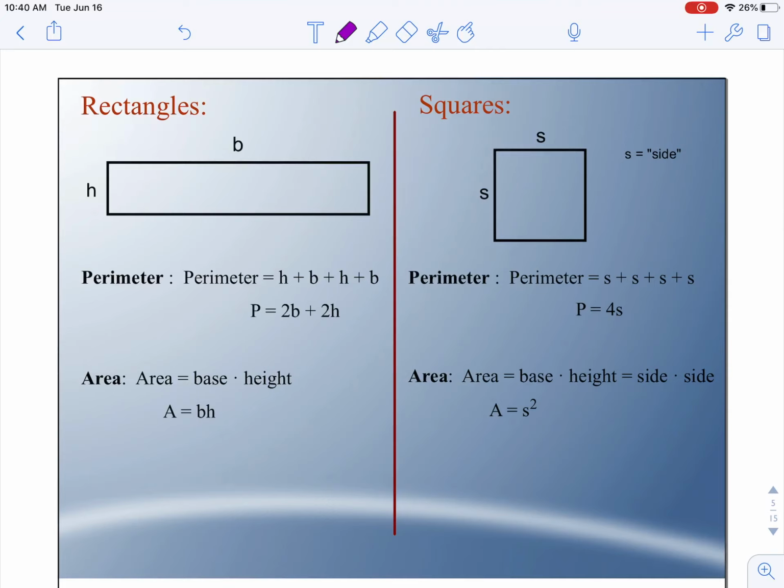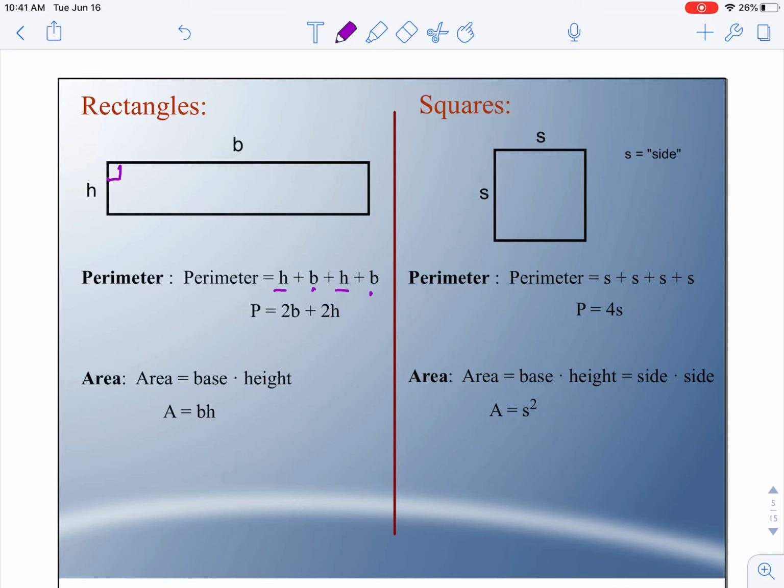Here are 2 shapes, rectangles and squares, that you are very familiar with. And you are familiar with the formulas, I'm sure, as well. So for perimeter, we add up all the sides. If one side is the height and one side is the base, then we take the height plus the base plus the height plus the base. Or you have 2 heights, so 2 times h plus 2 times b. And the area is just the base times the height.